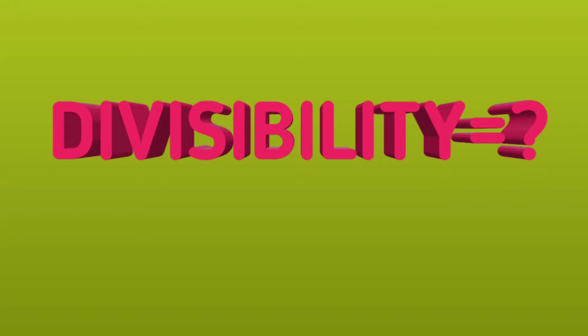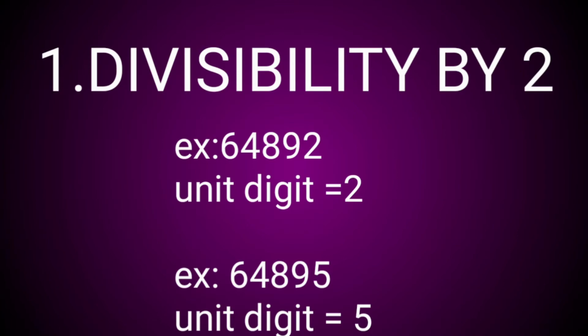What is divisibility? A divisibility test is a rule for determining whether one whole number is divisible by another. It is a quick way to find factors of large numbers. First one is divisibility by 2. A number is divisible by 2 if its unit digit is any of 0, 2, 4, 6, 8.